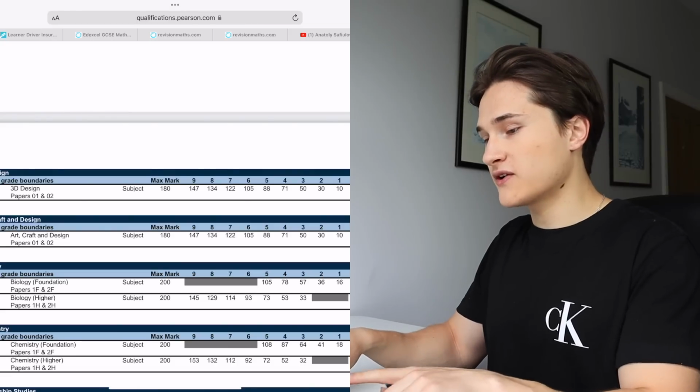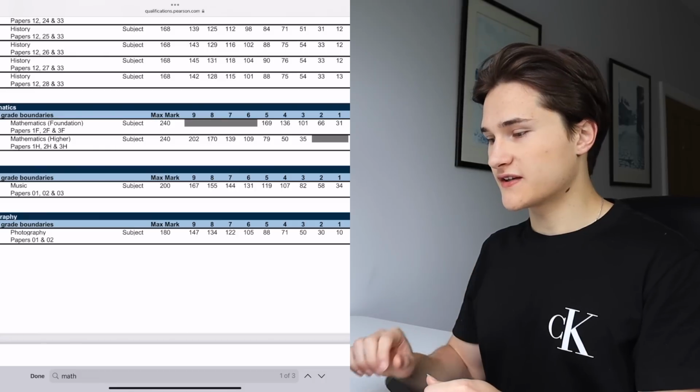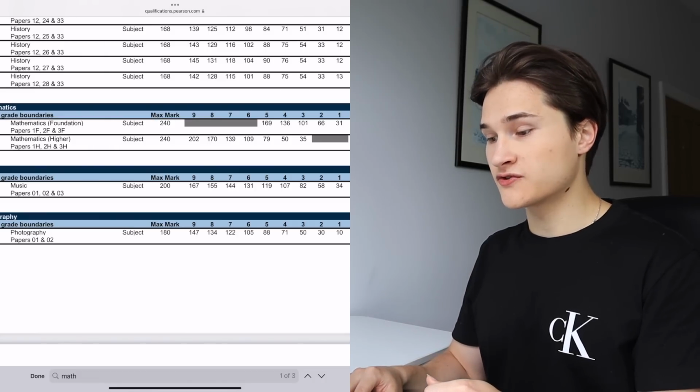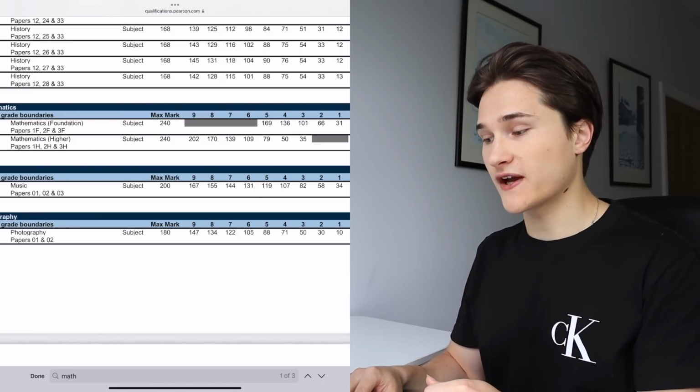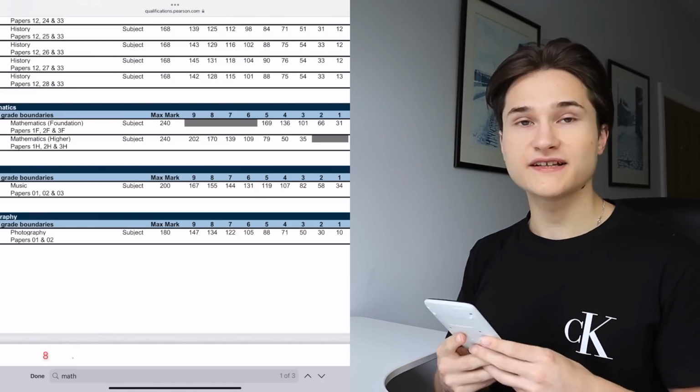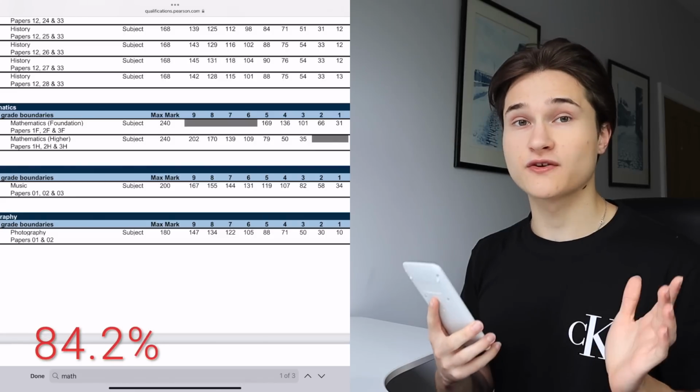Now let's see if historically GCSE leaks have led to higher grade boundaries. So let's look at the Edexcel Maths 2018 GCSE paper, because that's the year we know for sure that some maths exams were leaked. All we need to do is search up grade boundaries 2018 maths Edexcel GCSE. Then we go on to the PDF that we found. We are told that in order to get a 9, you needed to obtain 202 marks out of 240 available, which is, as a percentage, 84.2%. Which is not that bad at all.